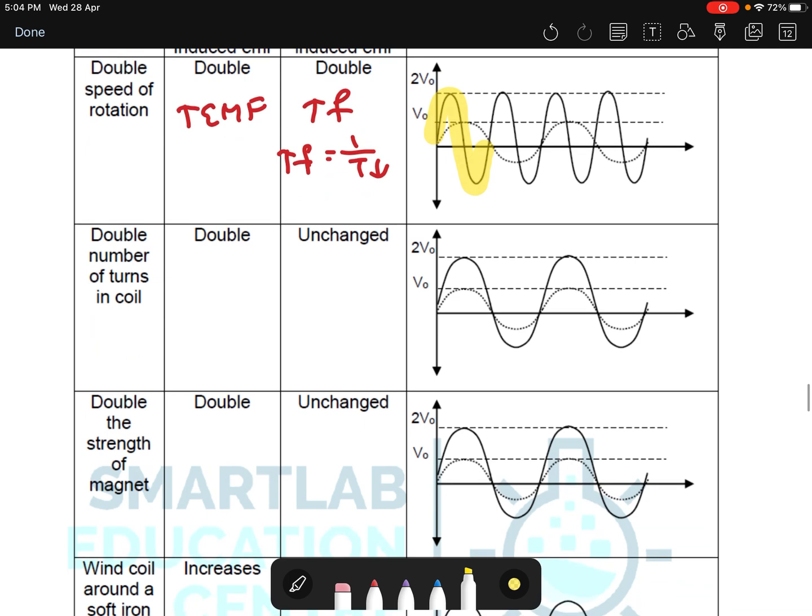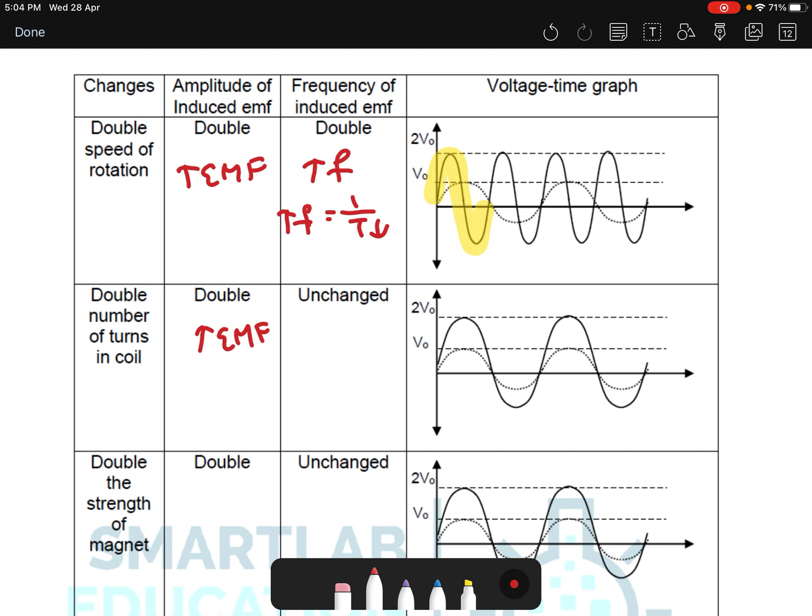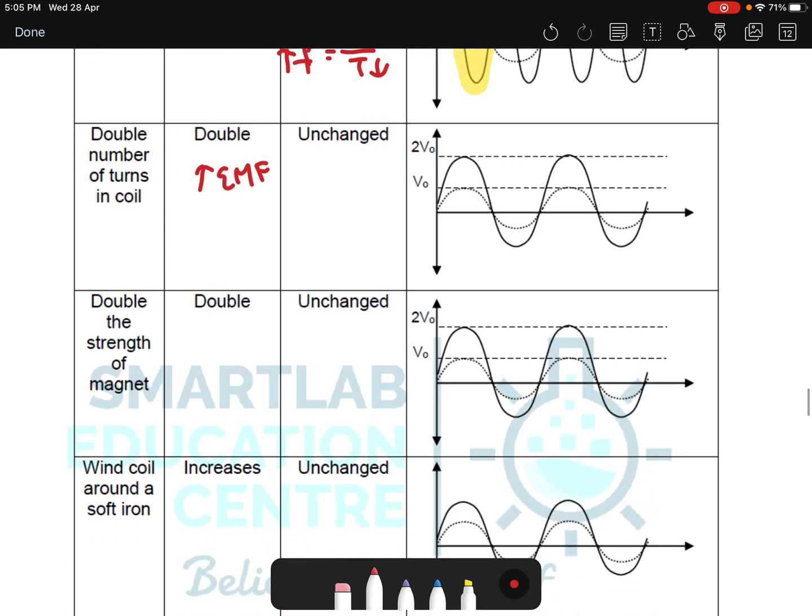Second is, what if I double the number of turns in the coil? I increase the number of turns. Definitely, the induced EMF will also increase. So induced EMF increases, but the frequency of my induced EMF does not change. The only factor that changes the frequency of induced EMF is actually the speed of rotation. I rotate faster, the frequency will be higher. I rotate slower, the frequency will be lower.